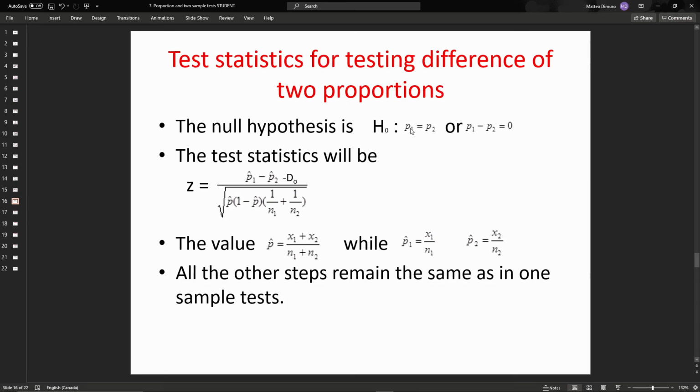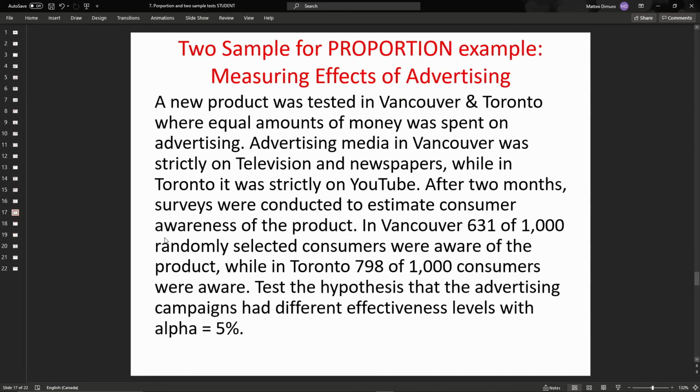Well, here's H0. Again, very similar to before, that proportion 1 is equal to proportion 2. Or we can write it this way. I really don't care how you write it. I prefer the first one. And here's the test statistic, and there's p hat. Basically, all the other steps remain the same. So, perfect. Let's go.